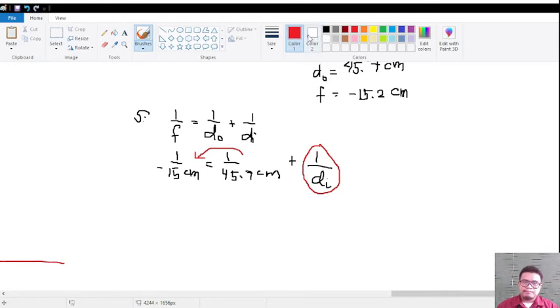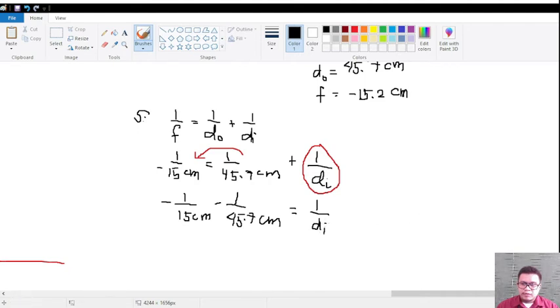Okay, 1 over 15 centimeters. Let me just transfer the negative sign here so that everything will be proper. So sir, why did you transfer it, sir? Because 1 over negative 15 is just equivalent to negative 1 over 15. It's just the same. Okay, so we can just put it there to make things easier later. Okay, minus 1 over 45.7 cm is equal to 1 over di.